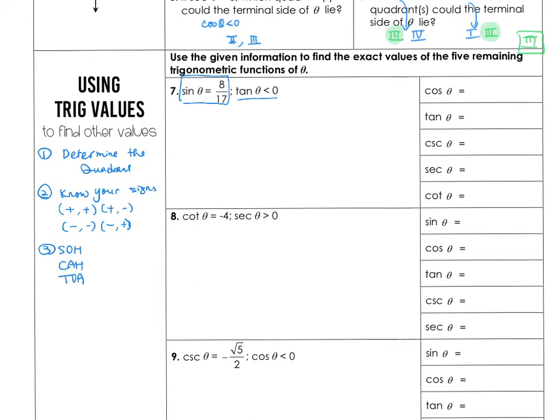So let's see, how do we apply that? I have to determine which quadrant it is in. So, okay, let's do "All Students Take Calculus." For sine, I have obviously first quadrant to be positive, second quadrant to be positive. For cotangent to be negative, it has to be second or fourth. Guess what? Which one overlaps? Obviously, just second quadrant, right? So now we're in quadrant 2.